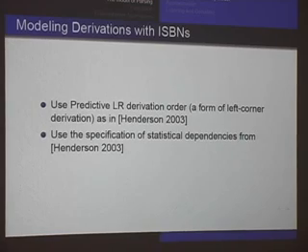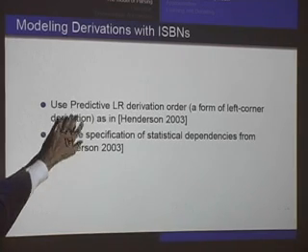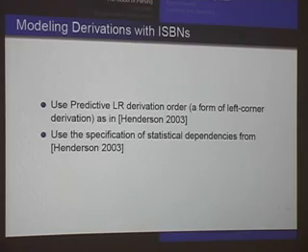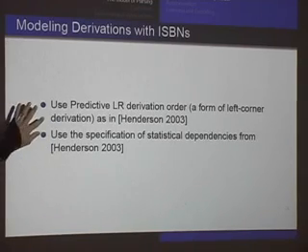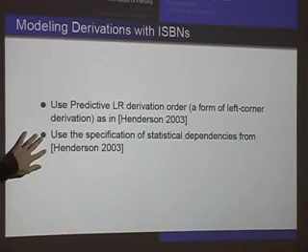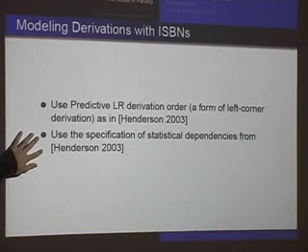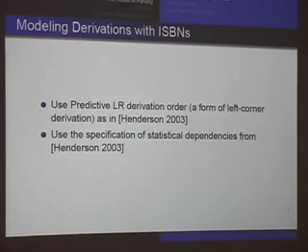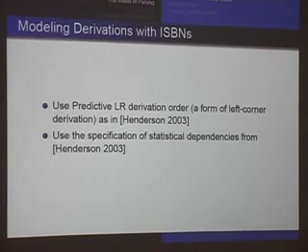Okay, so as was mentioned, to build one of these models, we need to define a derivation order. So we use predictive LR derivation order, which is a kind of left corner derivation, and that's because of efficiency of the parsing. And the statistical dependencies, again, are designed by hand, and those are also taken from my earlier neural network work. Rather than going through those, I'll just give an example.